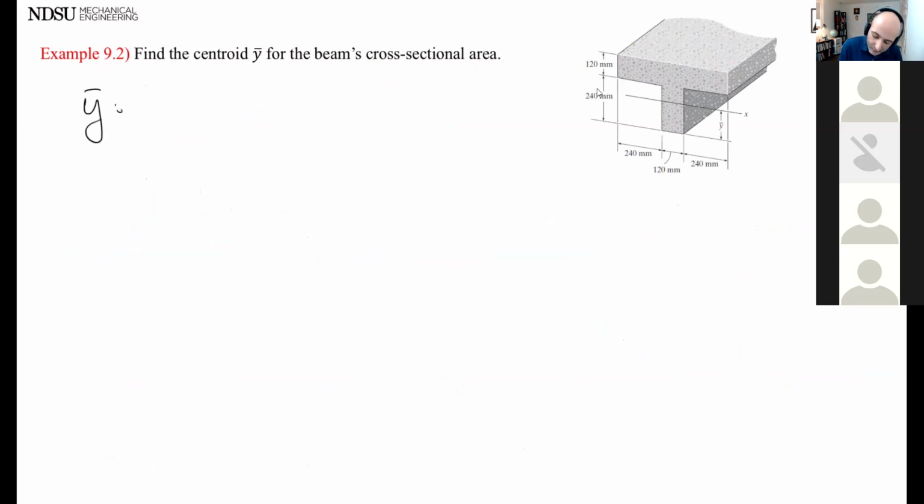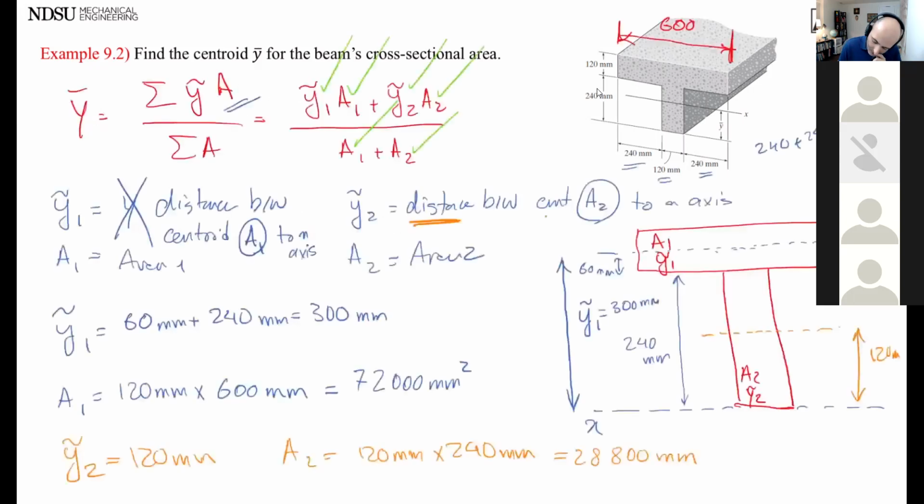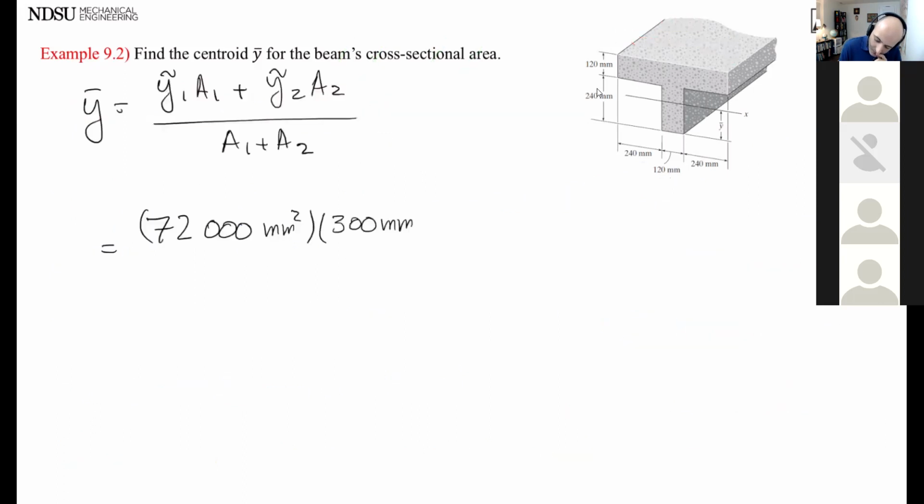Okay. Oh, I don't want to write the whole equation again. Y tilde 1, area 1 plus y tilde 2, area 2 over area 1 plus area 2. So it's going to be 72,000 multiplied by 300. Was it 300? Yep. Yes.